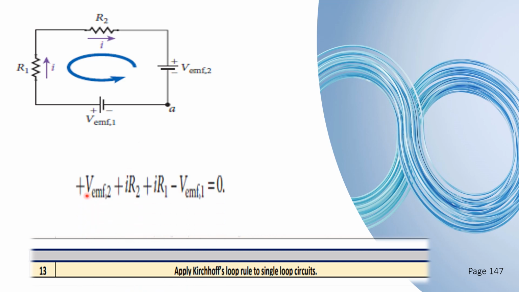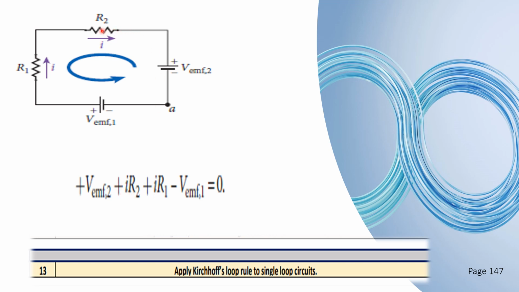Yes, it's plus V_EMF2. Why is it plus? Because as I told you, the loop is leaving the battery from the positive side, and then it continues through this way, but the current is opposite to the loop. So what? We need to put plus. So it's plus I R2.